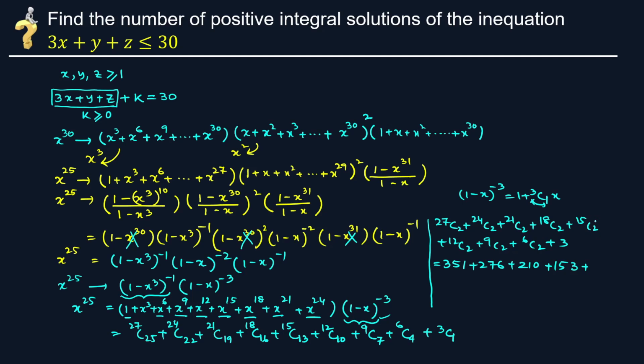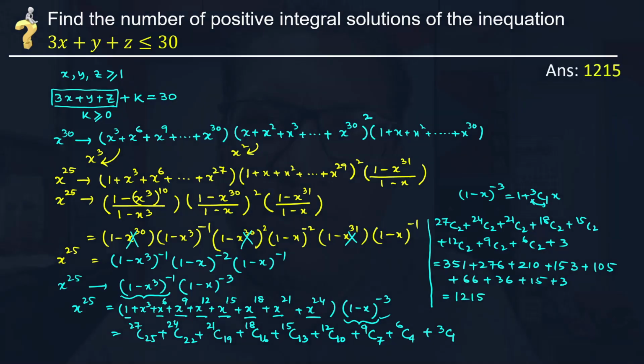15C2 means 15 into 14 divided by 2. That is 15 into 7. That is 105. 12C2 is basically 12 into 11 divided by 2. That is 66. This is 36. This is 15. And this is 3. So now if we add, we are going to have 1215. Okay? And that's our answer.